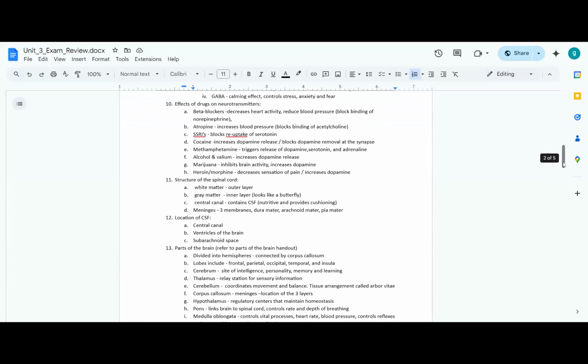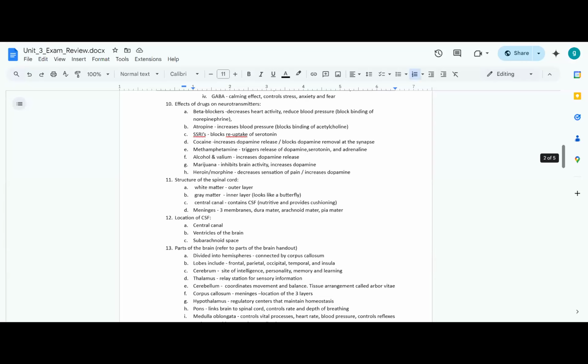Right, so we looked at the effects of drugs on neurotransmitters. So beta blockers, they decrease your heart activity, they reduce your blood pressure, they block the binding of norepinephrine. Atropine, which is used in surgical emergencies to increase blood pressure, blocks the binding of acetylcholine. SSRI, selective serotonin reuptake inhibitors. This is used to treat depression because it helps to block the reuptake of serotonin.